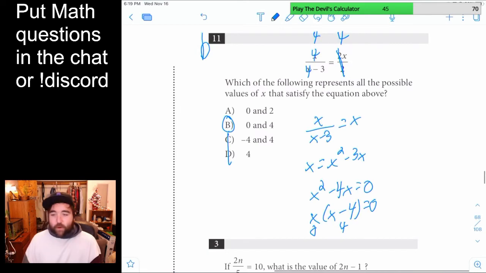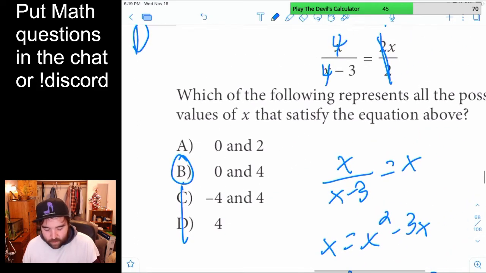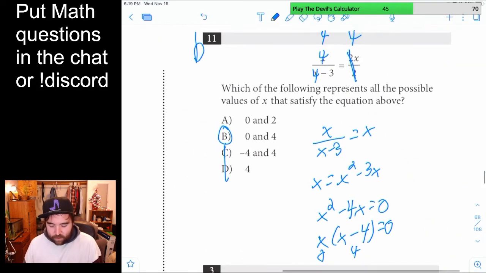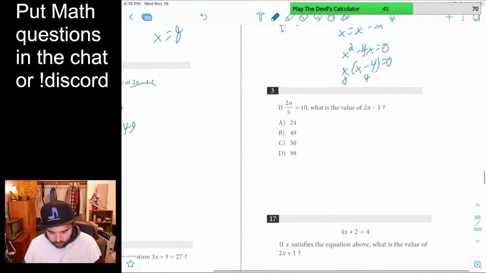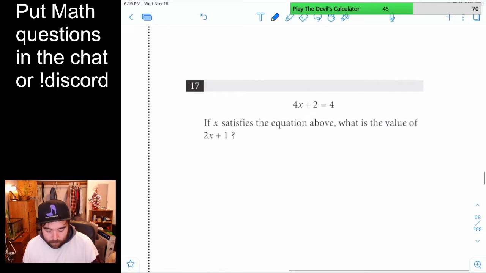But it's probably quicker, requires less thinking, and just works every time to plug in the answer choices. Start with 0 because it's the easiest, and then 4 because it comes up the other times. All right, that's another repeat. That one was 49.